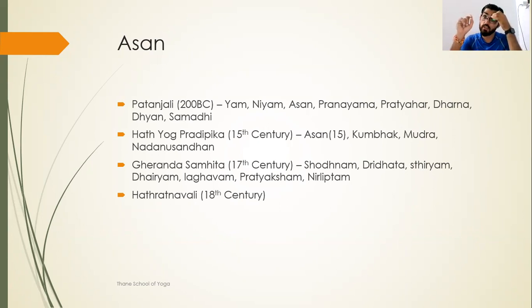So Shodhanam is nothing but Shuddhi Kriya. Dridhata is asana. So the second limb of Gheranda Samhita is asana, which is 32. So as per Gheranda Samhita, there are 32 asanas. Remember the count. Okay. Hatha Ratnavali has 84 asanas. So as time went ahead, the number of asanas has increased.